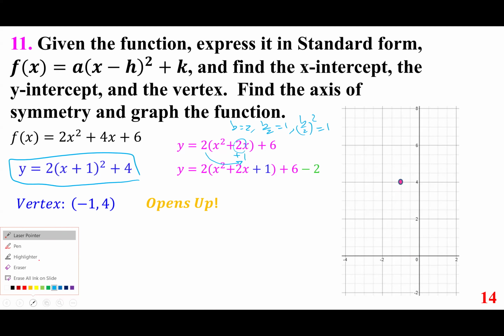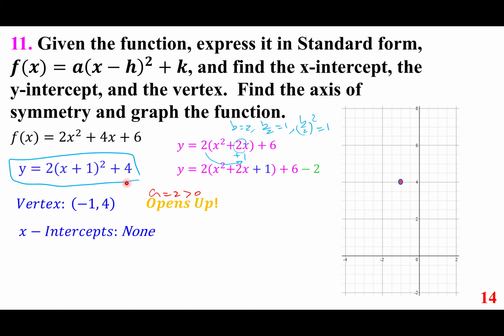and it opens up because a is positive. A is 2 and it's positive. There it opens up, there is no x-intercept, or you can set this equal to 0. You notice that there is no x-intercept. You can look at b squared minus 4ac, which is negative 32 if you go back to this format, and that means there is no real solution. Y-intercept, it's again easier to go with this one, 0, 6.